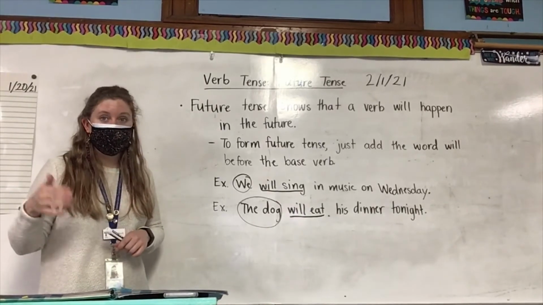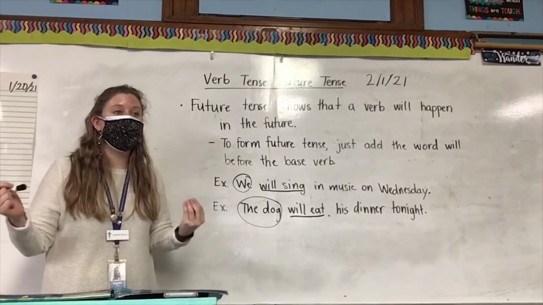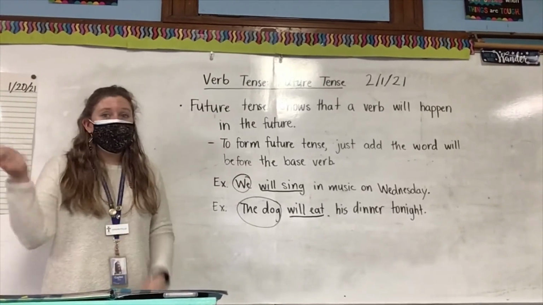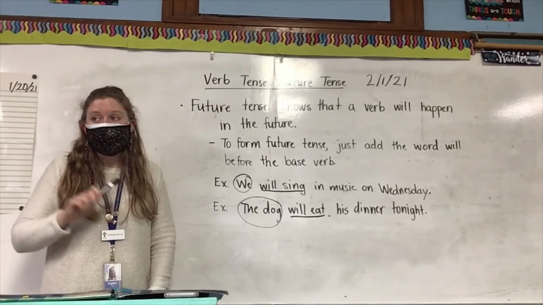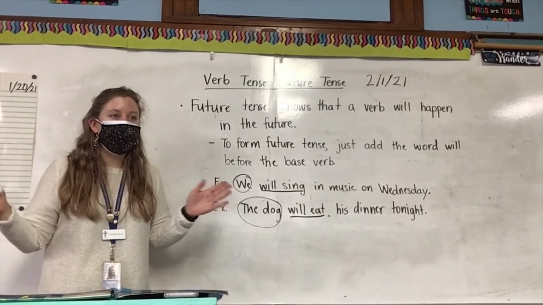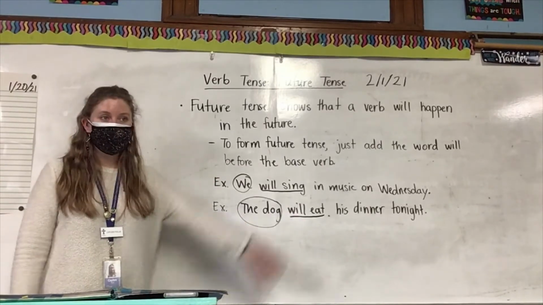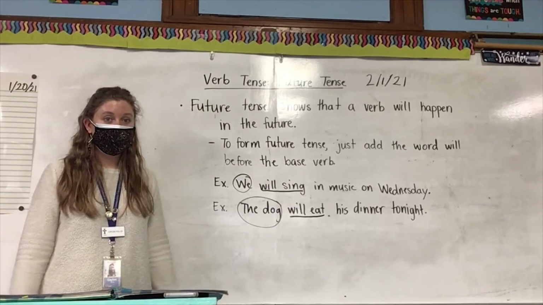No, we just said you will be. We added will to the base verb, which was be. So that's why future tense is the easiest, because all you do is take the base verb, no ending, nothing, and put the word will before. So there's our notes. That's it for future tense.